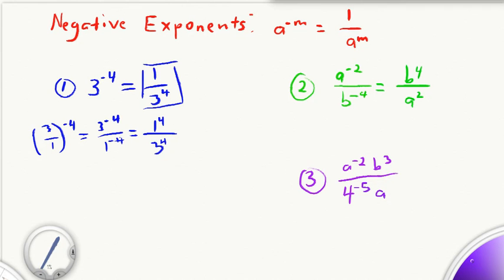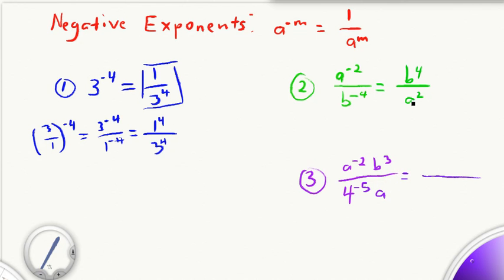We are likely to see negative exponents in problems that have a lot more going on. So let's look at this problem here, number 3. We're going to look at number 3 right now and have a plan of attack for how we're going to look at this. I always deal with the stuff on the top first and then deal with the stuff on the bottom, just to give myself a way to always approach the problems.